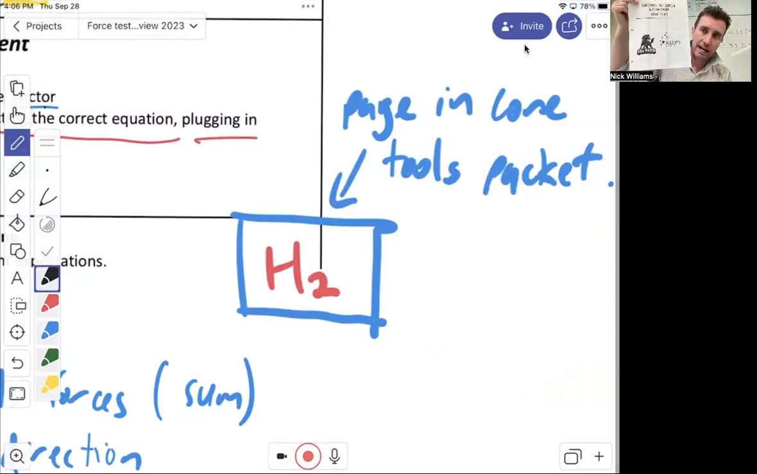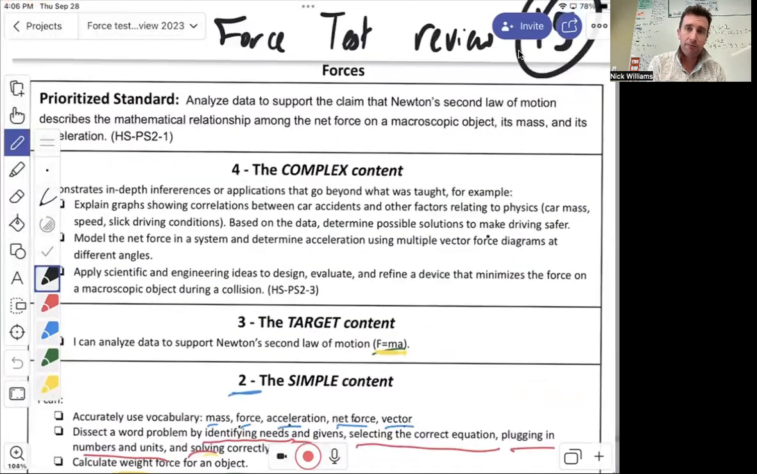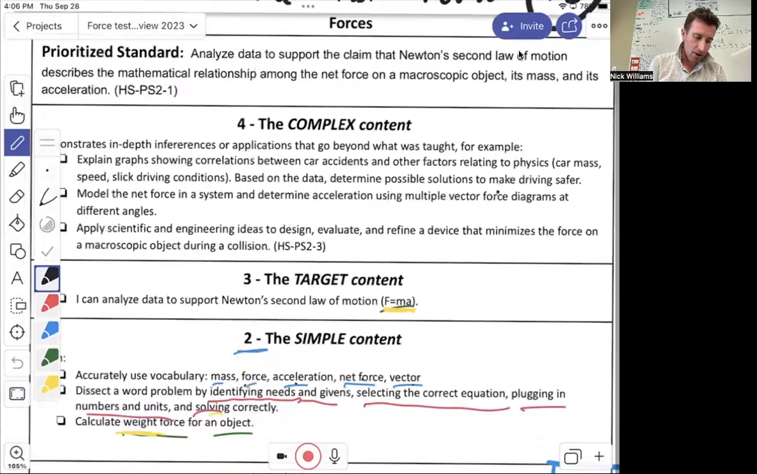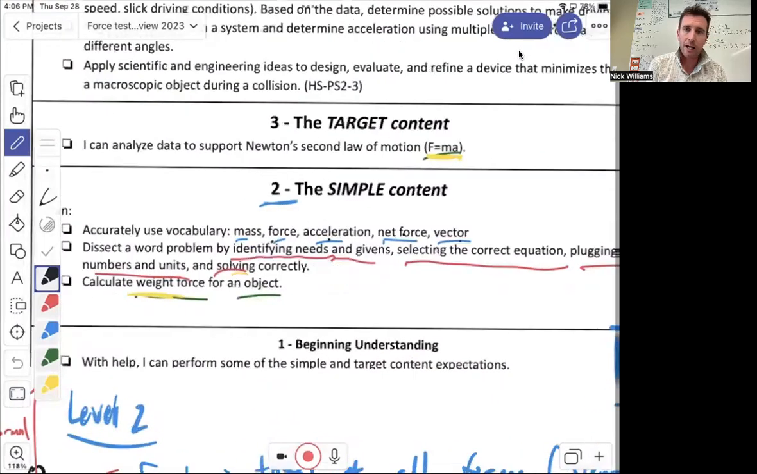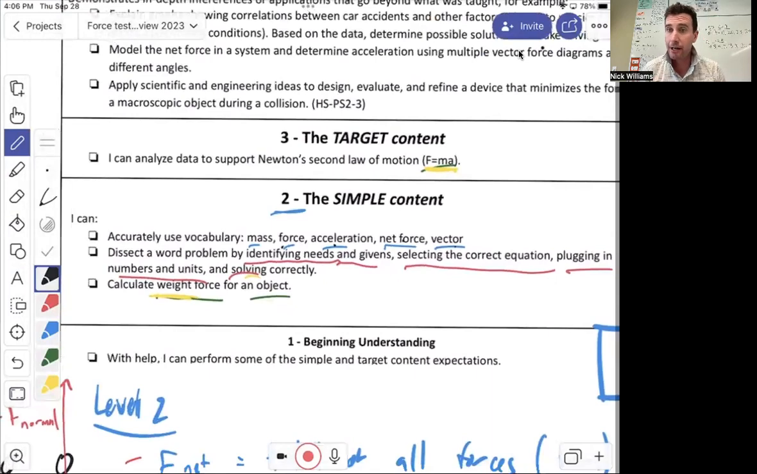So if you want to pull that guy out and flip it open to page H2, you will find a page there that looks like this, where it has the forces proficiency scale. So the proficiency scale has everything on it that we need to know for your force test. We're going to start down at level 2 with the simple content, and we'll work through all these things, making sure that we know how to do them, and then we'll go to level 3 and then level 4.